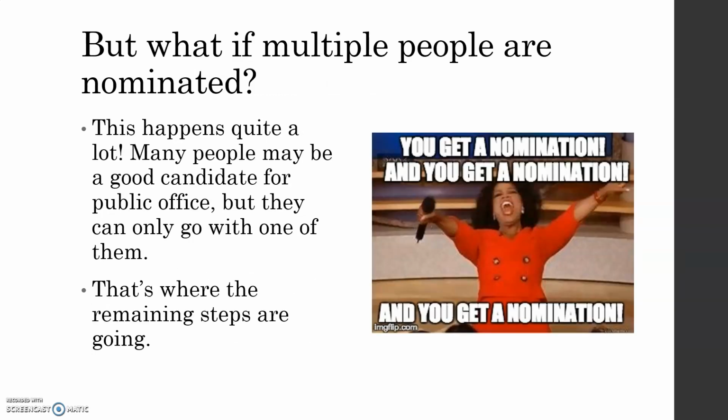But that does lead to a question. What if multiple people are nominated? Just like Oprah Winfrey used to give out multiple cars in every one of her shows, sometimes your party might give out multiple nominations because they feel that there are a few people that might be good for a certain position. You saw that very recently with the Democrat Party, who had about 8 different presidential candidates up for contention. You had people like Joe Biden, Bernie Sanders, Elizabeth Warren, Kamala Harris, and so forth. Ultimately, only one person can be president of the United States, so that's where the remaining steps come in.